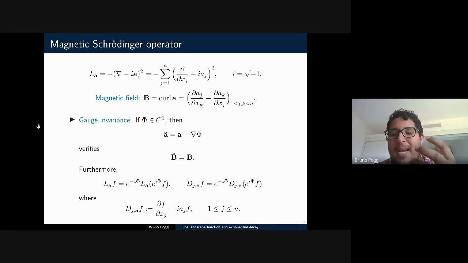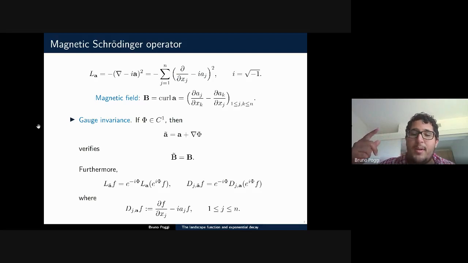You have this property called gauge invariance. What it means is that if you were to add the gradient of any smooth function to the magnetic potential, so A tilde is A plus gradient of phi, and phi is smooth, then you have not changed the magnetic field because the curl of the gradient is 0. So even though phi here is arbitrary, you can have any gradient, even though you have changed the magnetic potential, you have not changed the magnetic field.